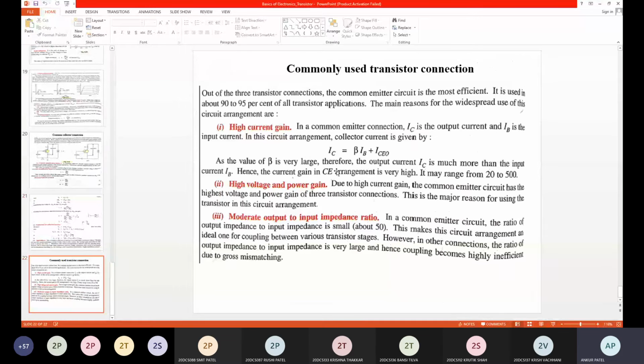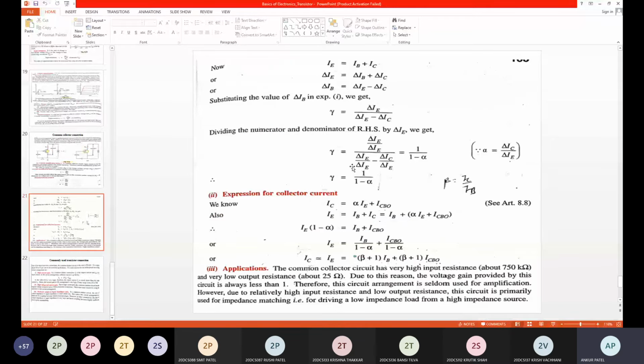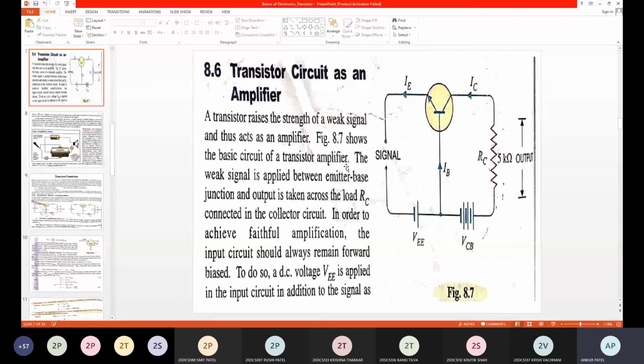Out of these 3 connections, in most electronic circuits, 90 to 95%, we are using this common emitter configuration, because it is the most efficient and has these advantages over other configurations: high current gain, high voltage and power gain, and moderate input to output impedance ratio. Okay, we will do this in tomorrow's lecture.